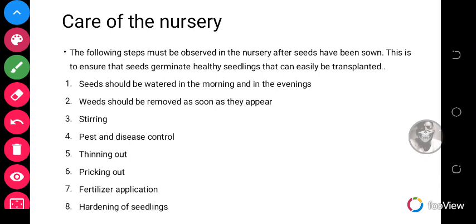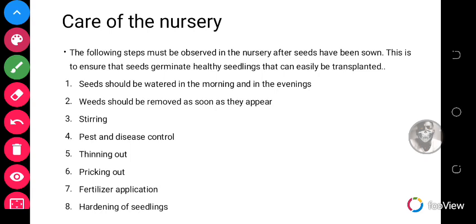Thinning out. When we say thinning out, it's basically the removal of weak and extra seedlings from the seed boxes or nursery bed. If there are weak seedlings, or seedlings you think cannot do well, you take them out from the seed box or the nursery bed. The importance of thinning out: it reduces overcrowding and it prevents the spread of diseases.